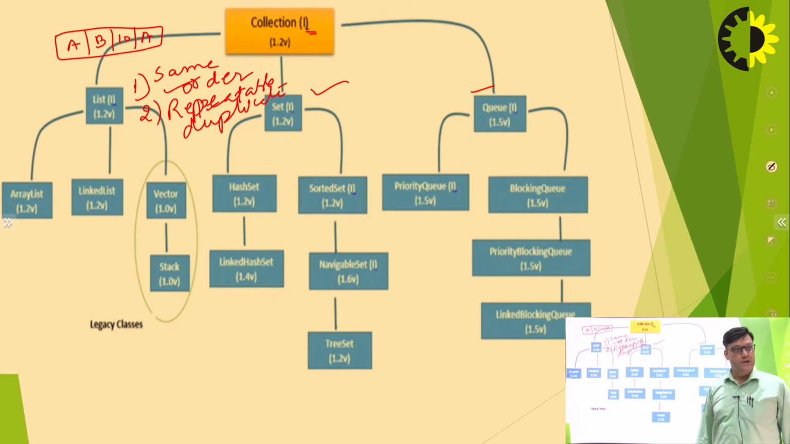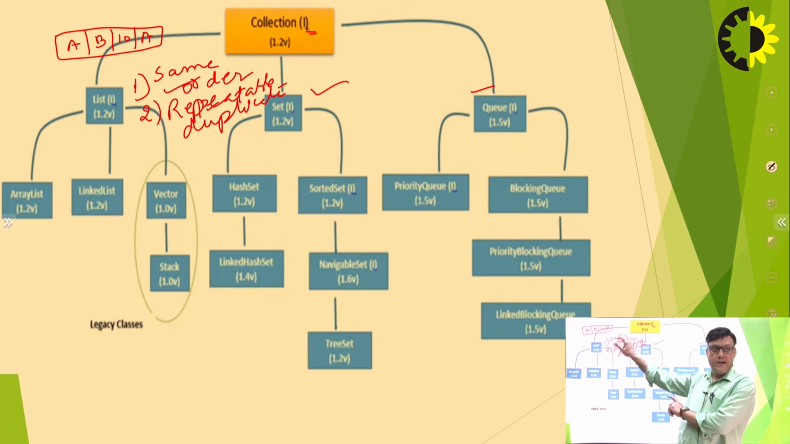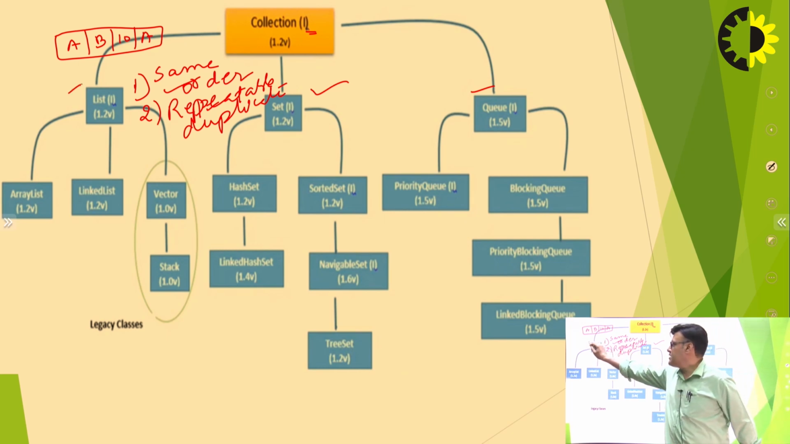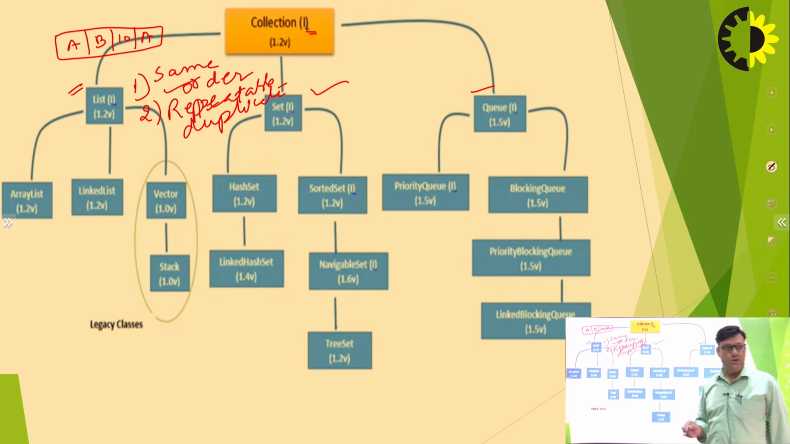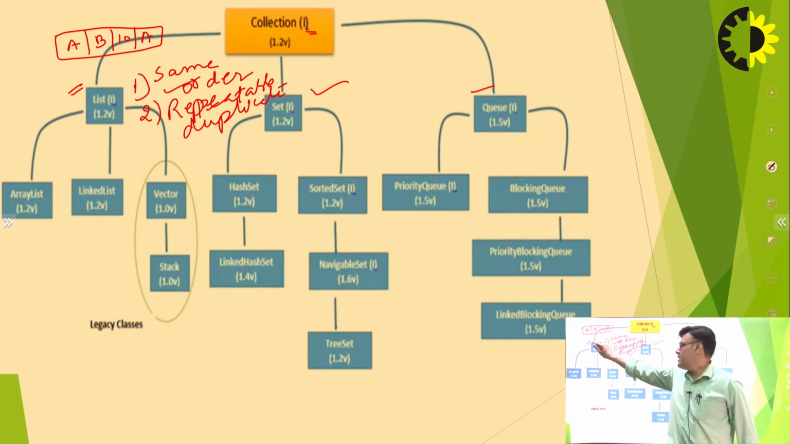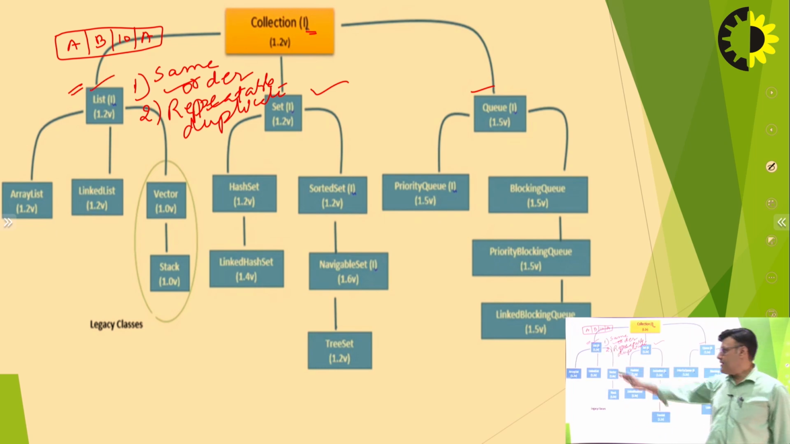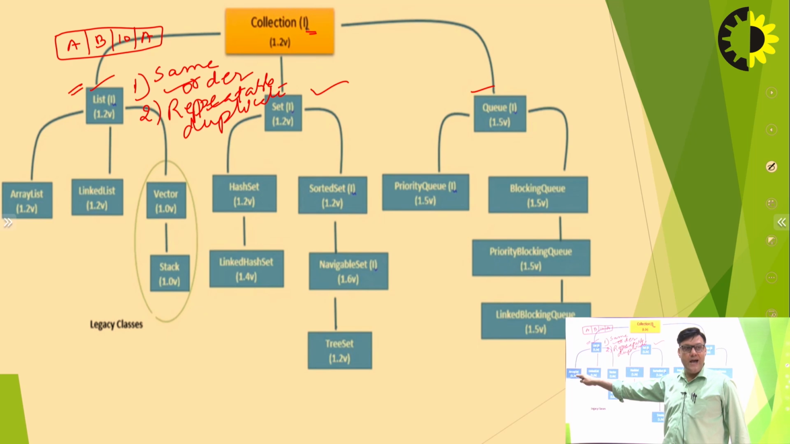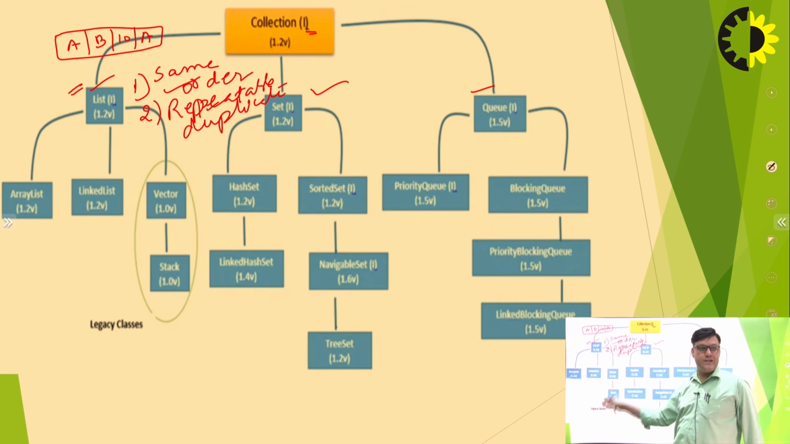Duplicacy is allowed, and we want to maintain the same order in which we have given the list in the memory. Then we will prefer the list interface. Just keep in mind there are two important properties that a list follows. Number one, duplicacy is there. Number two, we have to maintain the order. Then we will use list. The implementing classes of list are ArrayList, LinkedList, Vector, and Stack.